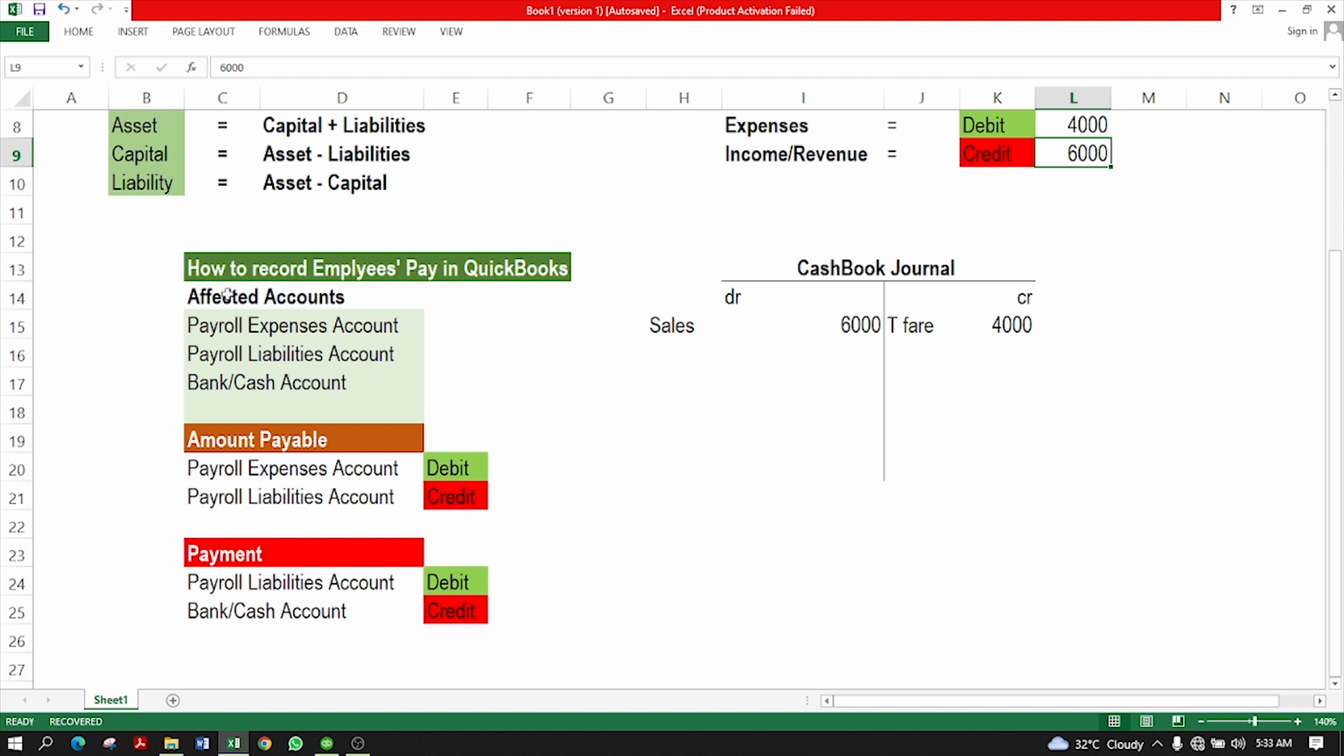QuickBooks offers payroll management as a separate service because there are a lot of deductions and a lot of tax laws that are applied to pay employees. As a payroll accountant, you must understand these tax laws, how they apply, and how you can make the calculation. Anyway, in this video, I will not be making those deductions.